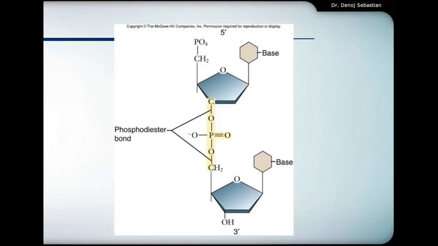Hello? Is the question clear? Can somebody explain or tell me why DNA uses deoxyribose instead of ribose?